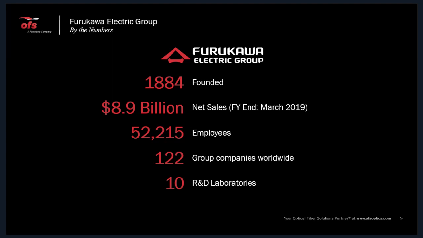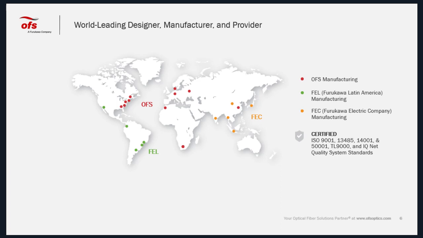So Furukawa Electric Group by numbers. It was founded in 1884, with $8.9 billion net sales for the fiscal year 2019. And we have more than 52,000 employees in 122 group companies worldwide, and we have 10 research and development laboratories. As I said, we are a world-leading designer, manufacturer, and provider of fiber optic cables and telecom solutions.